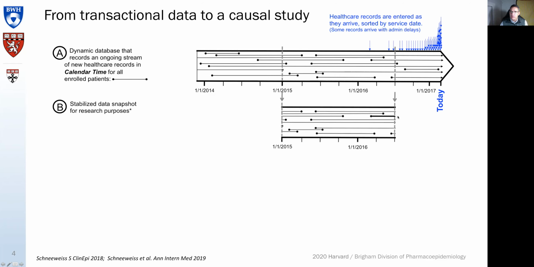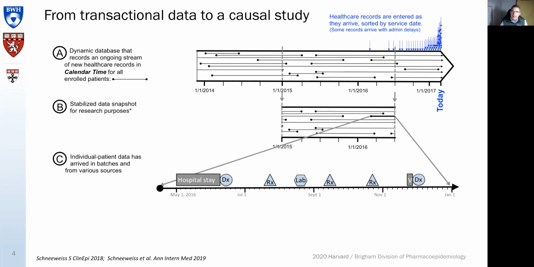So the first thing we do as research is we stabilize the data source in order to make the research reproducible. And then when you look at each of those lines, each of these longitudinal information records for each patient, well, in this patient, for example, you see that he or she was hospitalized, had diagnostic and procedure information associated with that, a prescription drug dispensing, a lab test done, a visit with diagnosis, and so on. You can imagine the many different constellations.